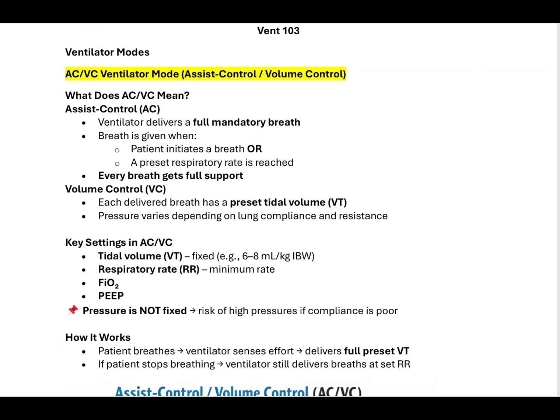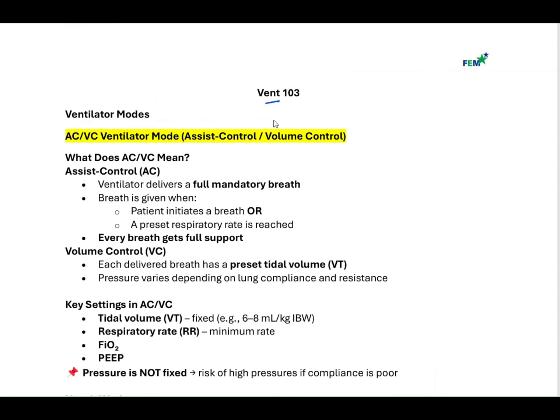So today we're going to be going into vent 103. In the previous lectures, we've covered vent 101 and vent 102. If you have not watched those previous lectures, I strongly recommend that you watch those videos, because what we're going to be talking about today is going to build on what we've talked about in the past.